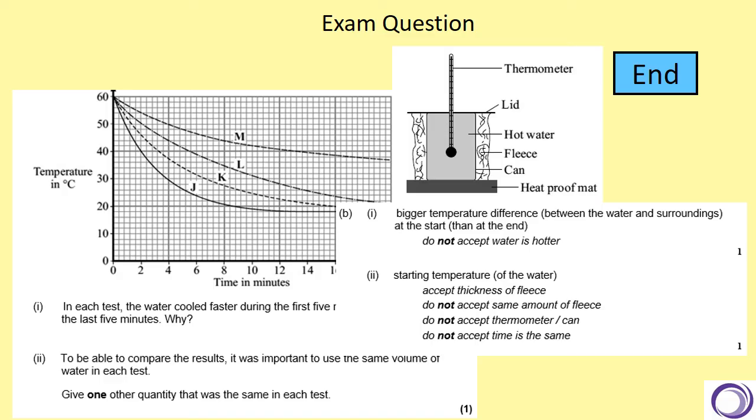And part B, one other quantity that's got to be same in each test. It's important to use the same volume of water, so it's got the same starting temperature. Because the temperature drops faster if there's a bigger temperature difference between the water and the surroundings. That's why it's important to start at the same temperature. We've not got a question on it, but you can see that material M is a better insulator and J is the worst insulator.